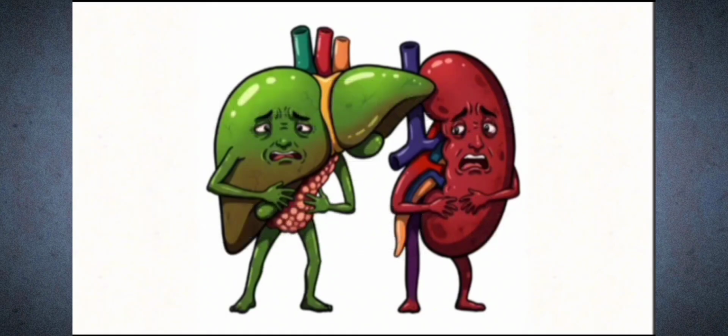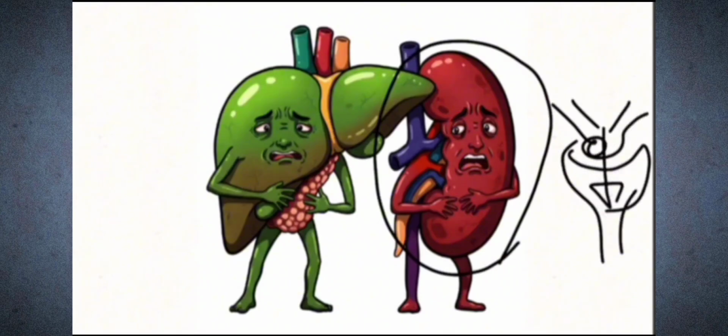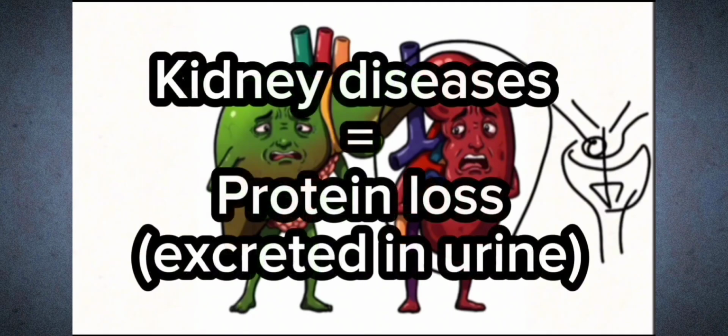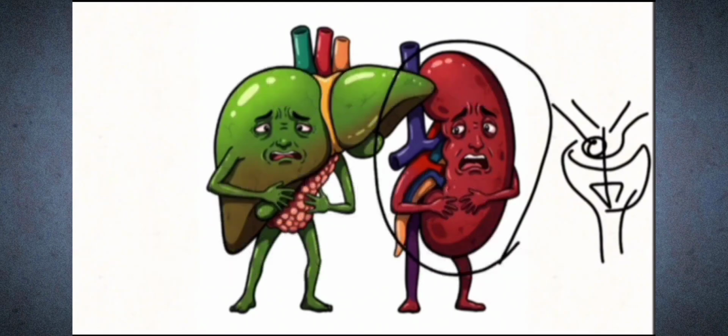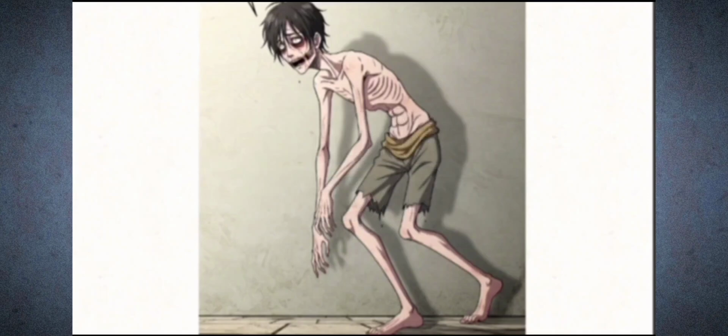Second, kidney disease. When the kidneys are damaged, especially the glomerulus, proteins start to leak into the urine. This protein loss decreases the amount of protein in the blood, further lowering the oncotic pressure. Third, malnutrition. In stages of prolonged poor nutrition, the body first uses carbohydrates for energy, then fats, and finally proteins. Over time, protein stores become severely depleted, including plasma proteins, which again lowers oncotic pressure.